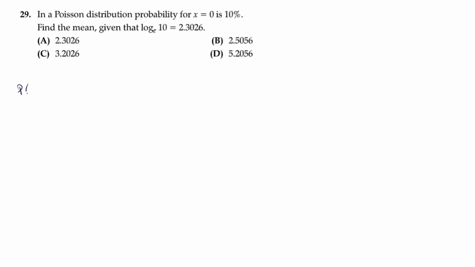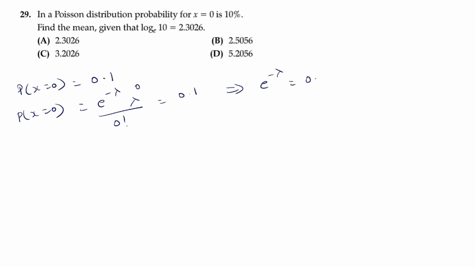So here probability of x equal to 0 is given by 10%, that is 0.1. Now probability of x equal to 0 is nothing but e raised to minus lambda, lambda raised to 0 upon 0 factorial. This is equal to 0.1. So from this we have e raised to minus lambda is 0.1, or we have e raised to lambda is 1 by 0.1. So it is 10.